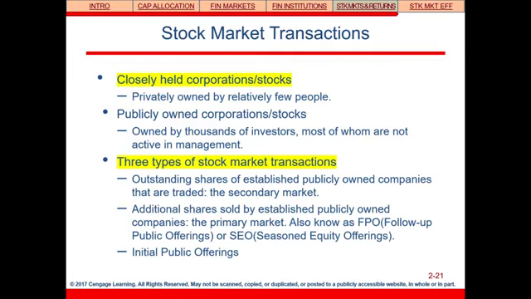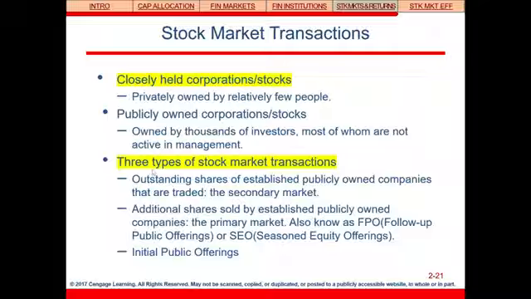Okay, and then the next part is about stock market transactions. In the stock market, we have what we call closely held corporations or stocks. They are usually privately owned by relatively few people. In this case, we call them closely held corporations or stocks because their shareholders are relatively few. And then the publicly owned corporations or stocks are owned by thousands of investors. Most of them are not active in management. Yeah, that's big companies. But small companies that have relatively few shareholders, we call them closely held.